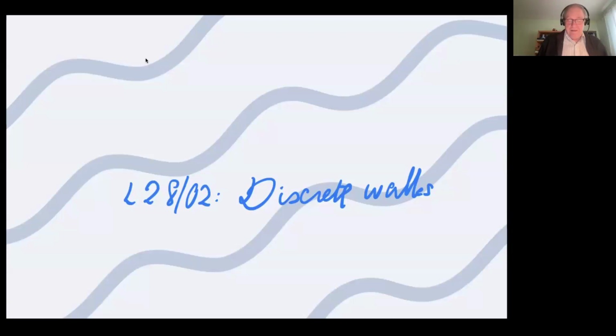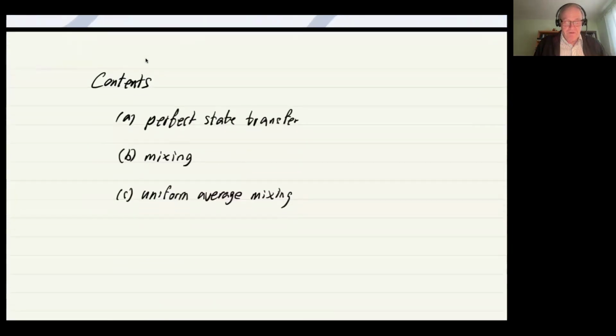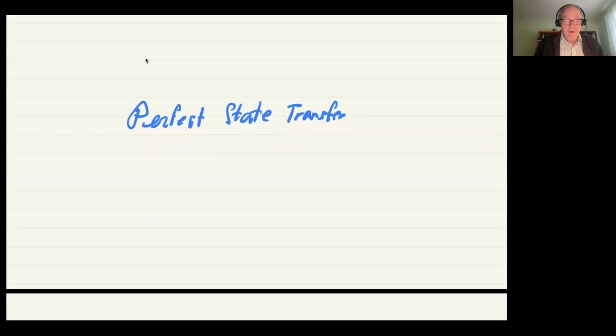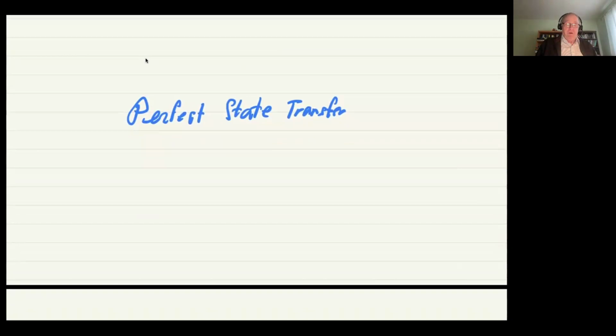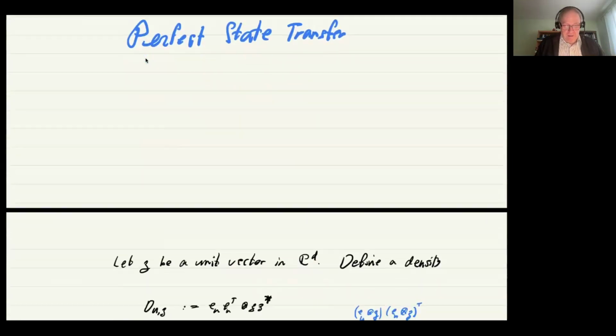Going to start then. So I'm going to continue talking about discrete walks. And I want to talk about perfect state transfer in discrete walks. Now, the general principle is that anything to do with discrete walks is always more complicated than the continuous analog, but we'll see that as we go along.